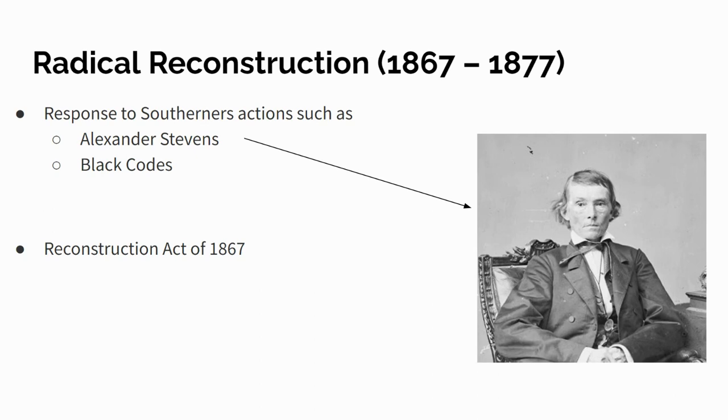Okay. And for states to be readmitted and to get out of this military control, they have to pass new state constitutions. They have to allow black voting. They have to ratify the 13th and 14th Amendment. So Congress in the radical Reconstruction idea takes this thought that we need to be more strict with how we're going to allow the southern states to come back into America.